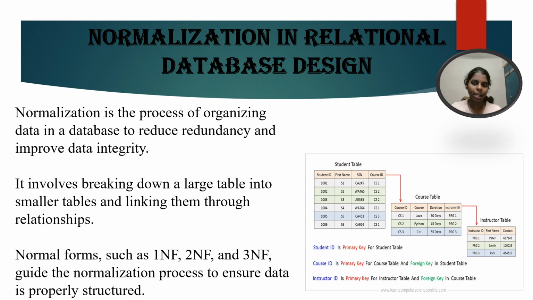Normalization in relational database design. Normalization is the process of organizing data in a database to reduce redundancy and improve data integrity. It involves breaking down a table into smaller tables and linking them through relationships. Normal forms such as 1NF, 2NF, and 3NF guide the normalization process to ensure data is properly structured.